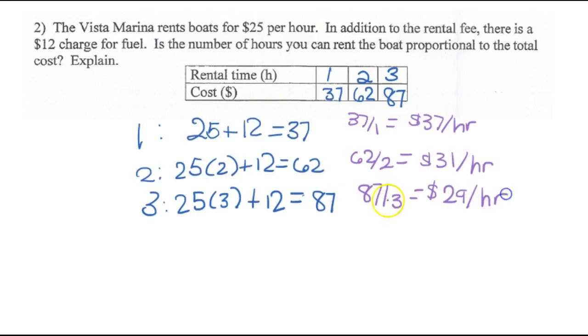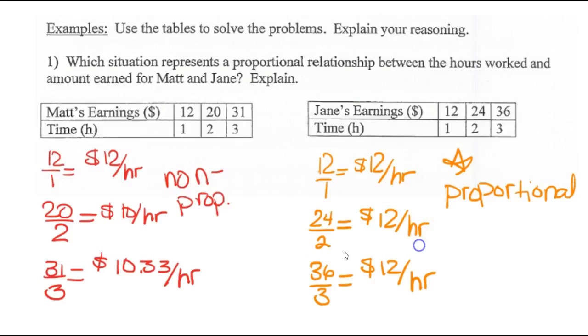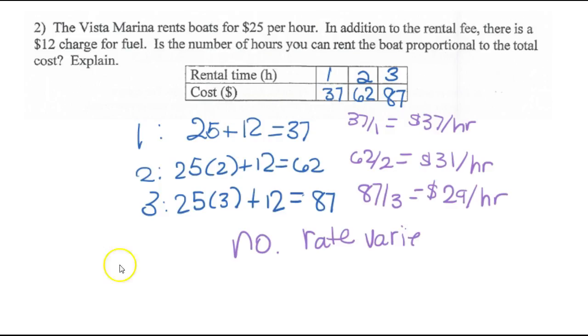$29 per hour. So, is the number of hours you can rent the boat proportional? The answer is no. The explanation is that the rate varies from $37 per hour to 29.